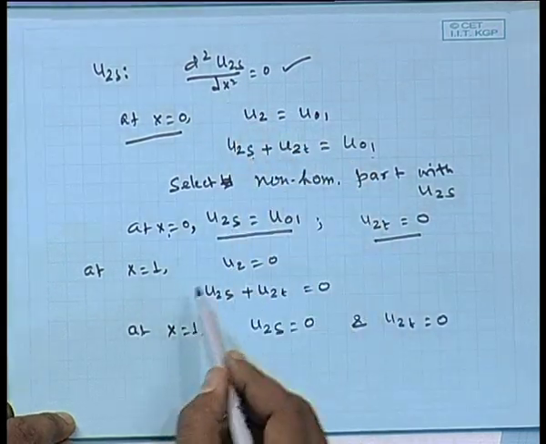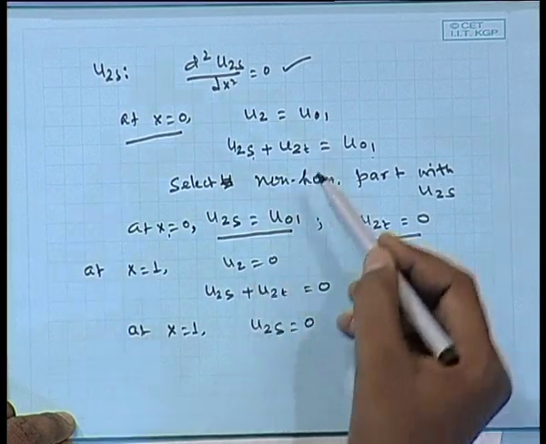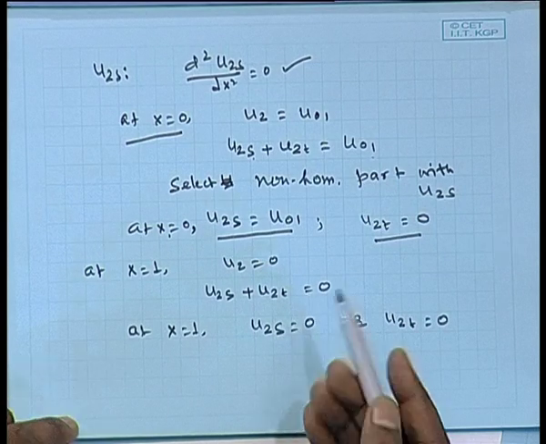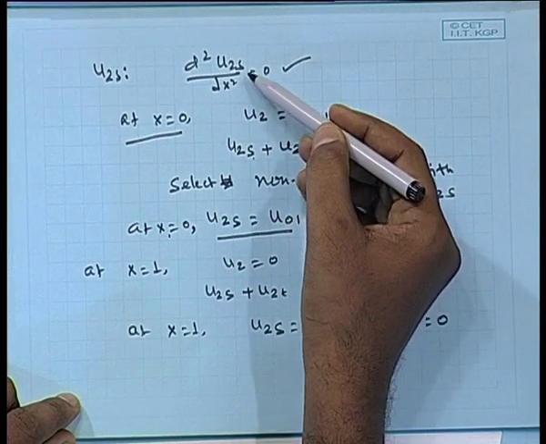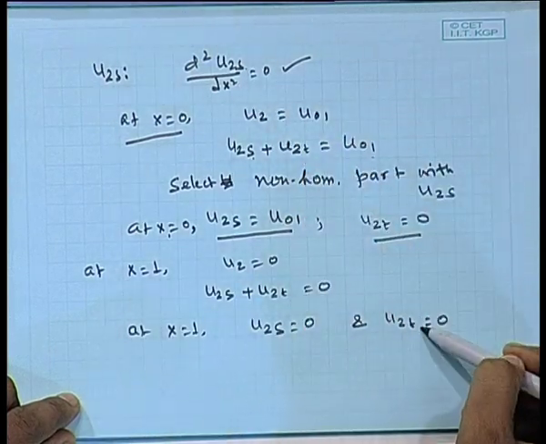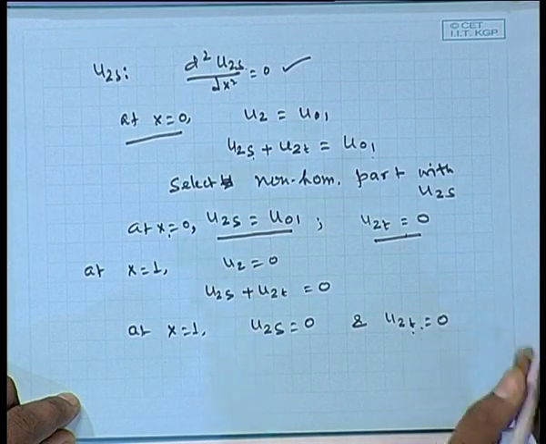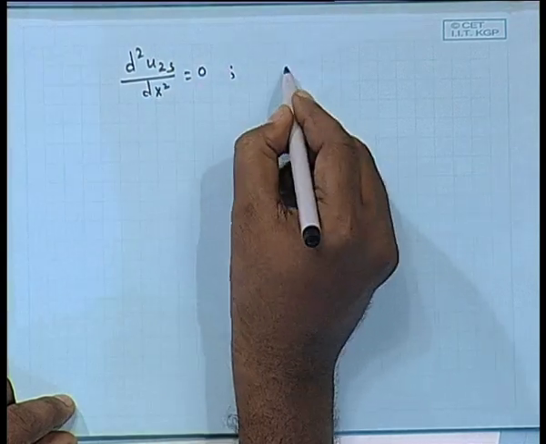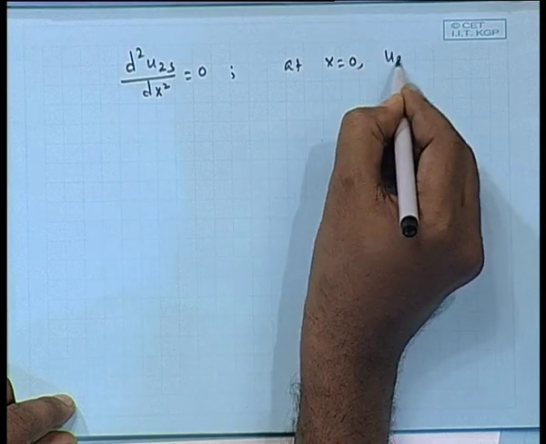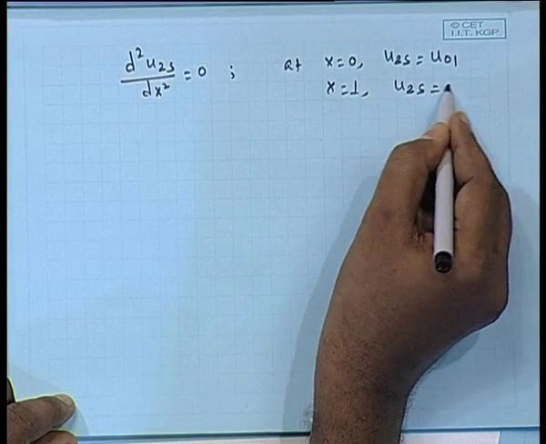And in the original problem, my U2 was equal to 0 at x equal to 1. What is U2? U2 is nothing but U2s plus U2t. So, each of them will have to be 0 at x equal to 1. In this process, you are getting two boundary conditions of U2s, and two boundary conditions of U2t. Note that these two boundary conditions of U2t are homogeneous now. Now, let us clearly write down: U2s is equal to U01 at x equal to 0, and at x equal to 1, U2s is equal to 0.